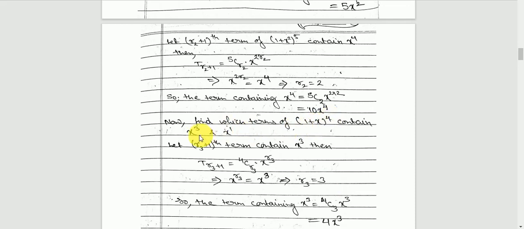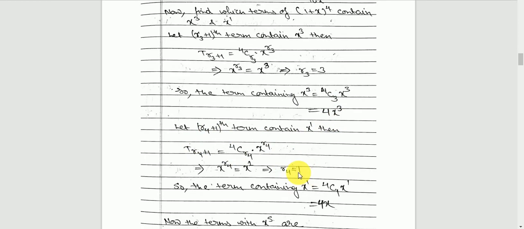Same way you find for the expansion (1 + x) to the power 4 which term is x cube and which term is x to the power 1. So you will find that the x cube term is the fourth term. Okay, r3 is 3, that means the fourth term will be x cube, and that fourth term will be 4x cube, and x to the power 1 will be the second term, and that term will be 4x. Okay, so now the terms with x to the power 5 can be written as this: 5x squared into 4x cube, 10x to the power 4 into 4x.